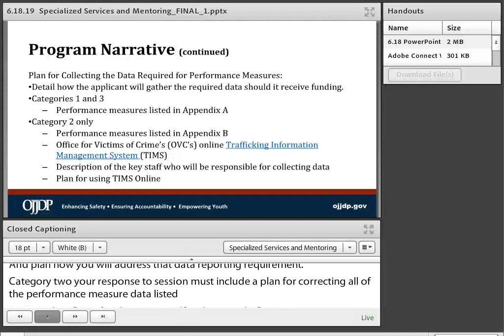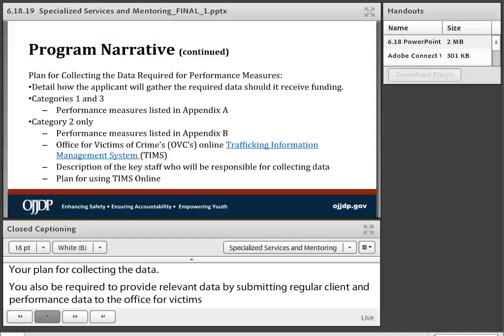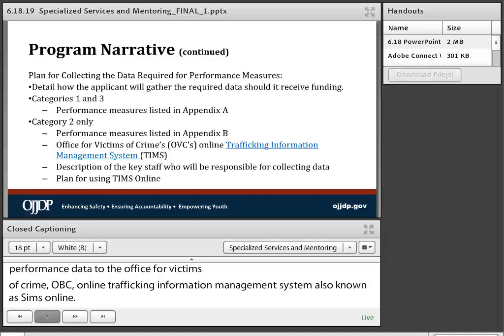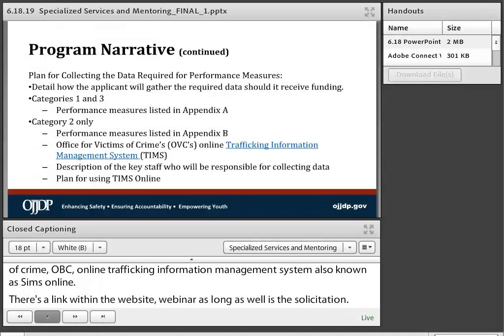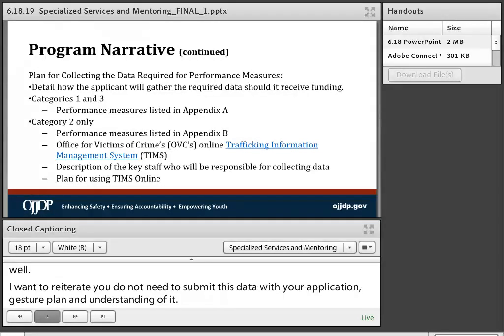You will also be required to provide relevant data by submitting regular client and performance data to the Office for Victims of Crime, OVC's, our sister agency's, Trafficking Information Management System, also known as TIMS Online. There's a link within the website, on this webinar as well as within the solicitation. And you'll be required to have an understanding and a plan for collecting that data as well. But really, I do want to reiterate, you do not need to submit this data with your application, just your plan and your understanding of it. Particularly and specifically with the TIMS Online, please describe the key staff who will be responsible for collecting the data and a plan for using TIMS Online.